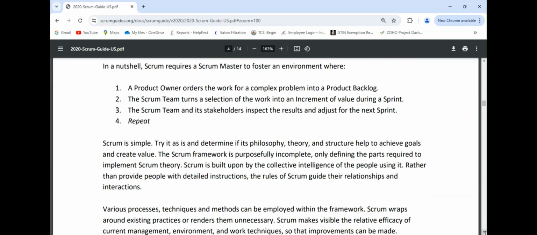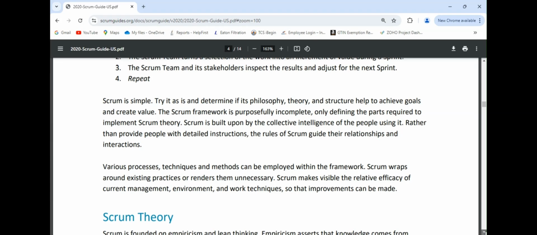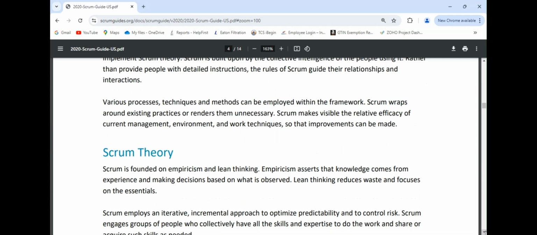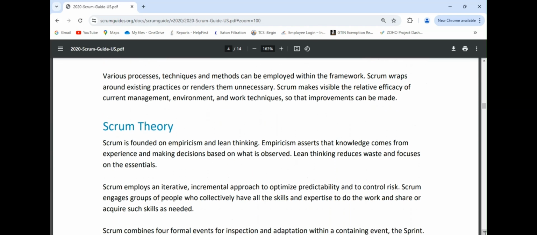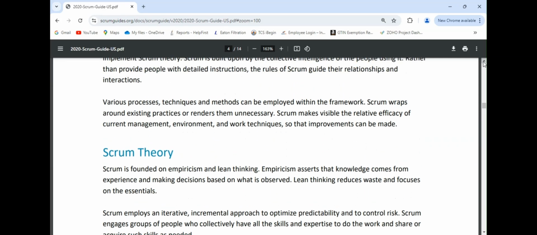Try it as is and determine if its philosophy, theory, and structure help to achieve goals and create value. The Scrum framework is purposefully incomplete, only defining the parts required to implement Scrum theory. Scrum is built upon by the collective intelligence of the people using it. Rather than provide people with detailed instructions, the rules of Scrum guide their relationships and interactions.